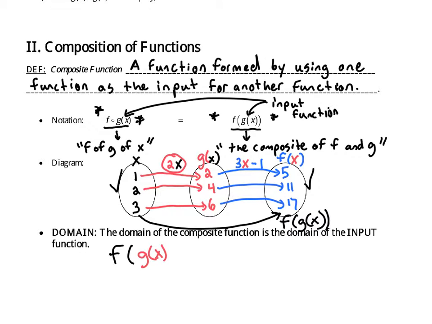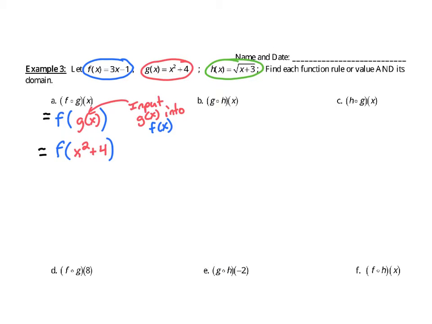So if you have f of g of x, then the domain of g of x is the domain of the overall composite function. Example 3 asks you to perform various function compositions with 2 of the 3 given functions. So I will try example 3a with you.